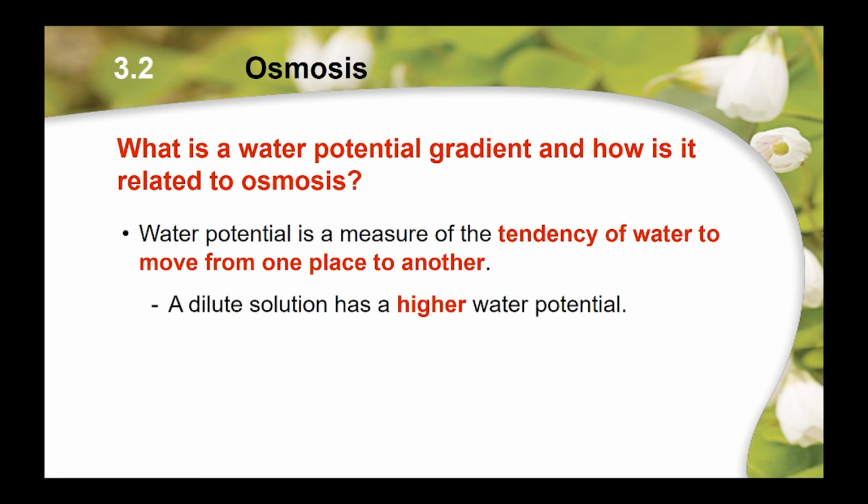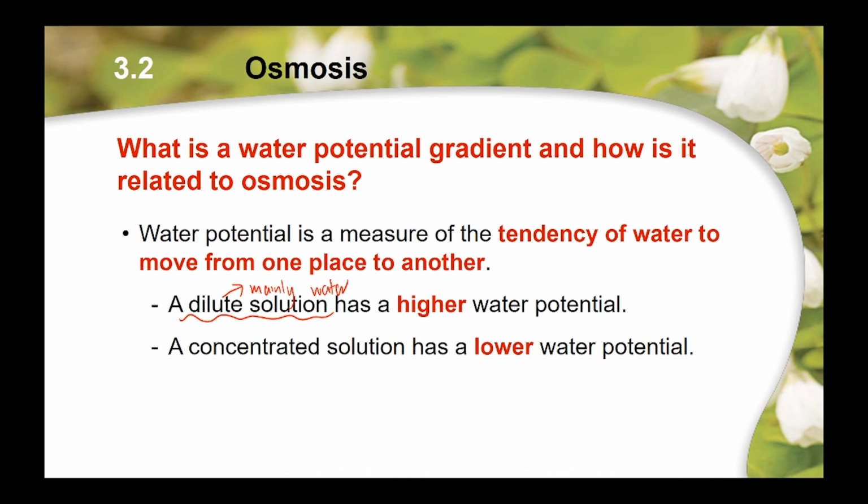So when something is diluted, a diluted solution is what we say a solution with high water potential. That means it is mainly water. On the other hand, there's also a term called a concentrated solution. A concentrated solution is mainly made up of other substances. Okay, so let me give you a very classic example.